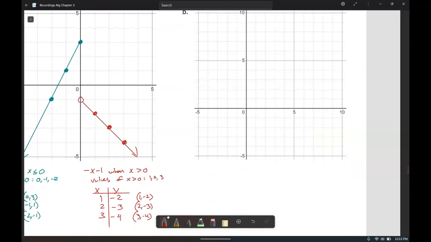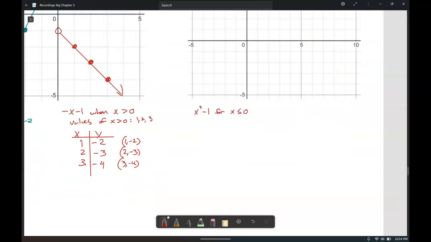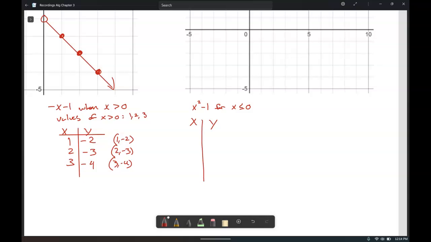Let's go ahead and graph our second piecewise function. So this one's in 3 parts. So recall that the first part was the graph of x squared minus 1 for values of x less than or equal to 0. So we'll start with our xy chart and some values less than or equal to 0: 0, negative 1, and negative 2. And when we evaluate those, we get the ordered pairs (0, -1), (-1, 0), and (-2, 3).